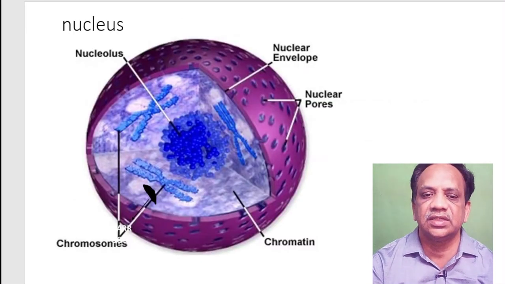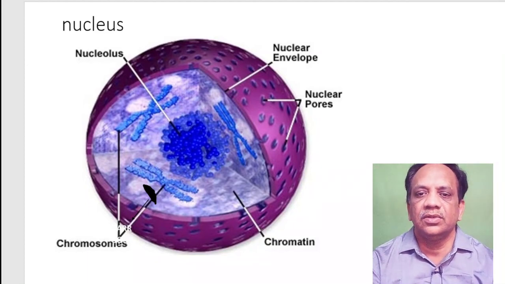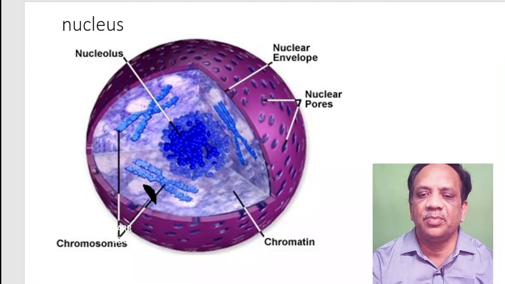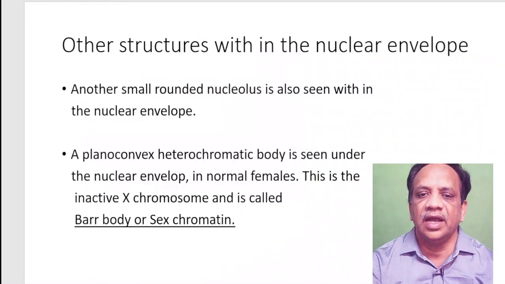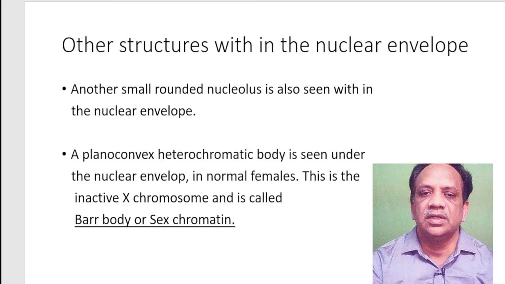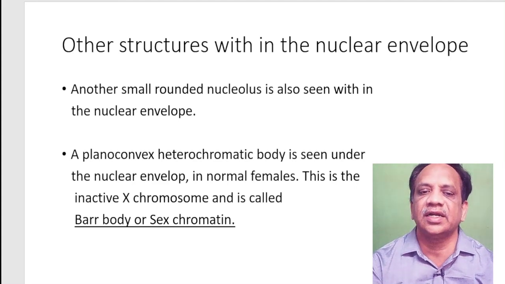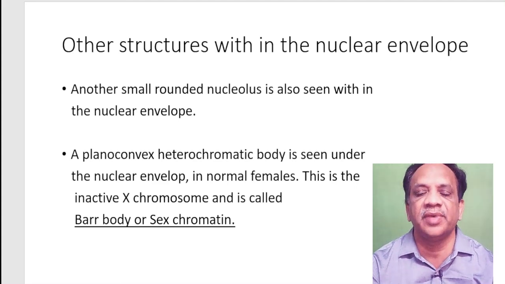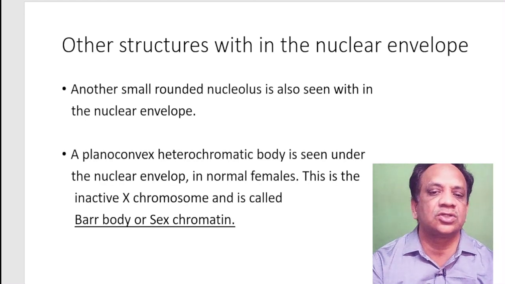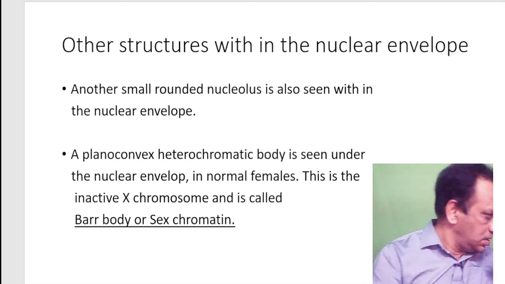You can see this is the nucleus, and you can see the envelope having many pores, the chromatin is there, the chromosomes are there, and another structure, the small rounded nucleolus, is also seen within the nuclear envelope. A plano-convex heterochromatic body is seen under the nuclear envelope in normal females. This is the inactive X chromosome and is called bar body or the sex chromatin.